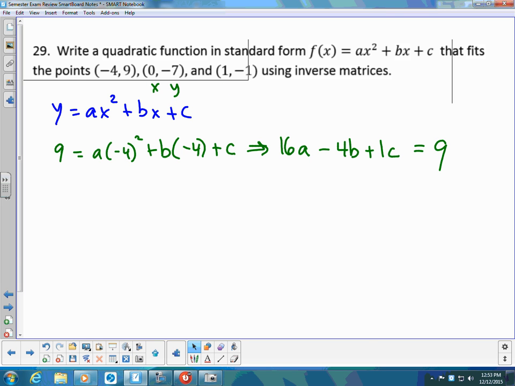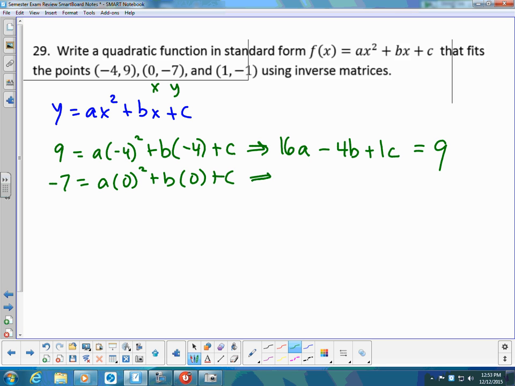So let's go to 0, negative 7. If I do that, I have negative 7 is equal to a times 0 squared plus b times 0 plus c. I plugged in 0 for my x's and I plugged in negative 7 for y. And so simplifying this, I get 0a plus 0b plus 1c equals negative 7.